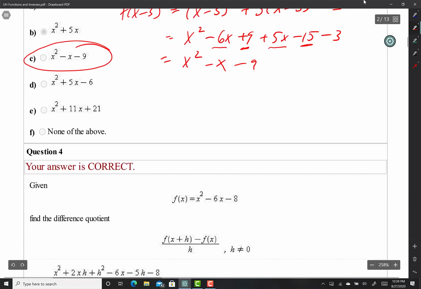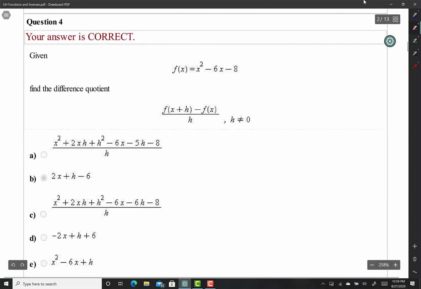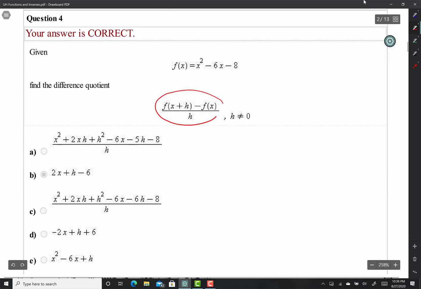All right, let's keep going. On this one, they want you to do this. You already know what f of x is. You need f of x plus h. So f of x plus h is equal to (x plus h) squared minus 6(x plus h) minus 8. And now we're going to expand it.